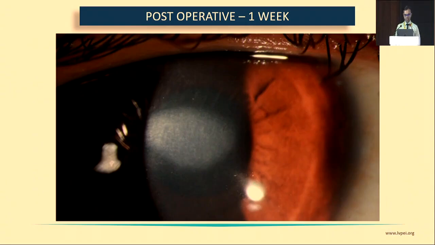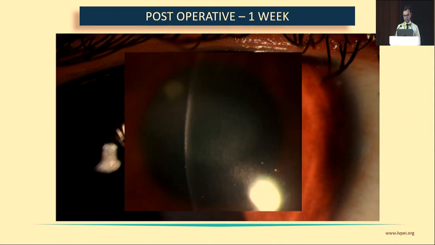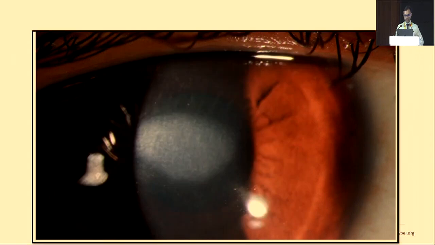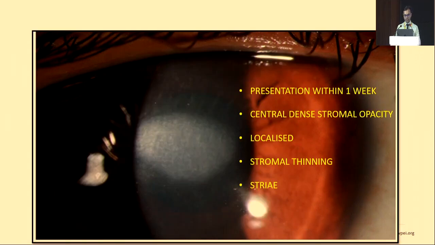So we can see when the patient presented to us at 1 week with this clinical picture, there is a central stromal opacity along with striae radiating from the opacity. There is no congestion of the conjunctiva. Important to know, there is no epithelial defect and no AC reaction. The location of the opacity was central, not peripheral, with very distinct borders along with underlying stromal thinning.